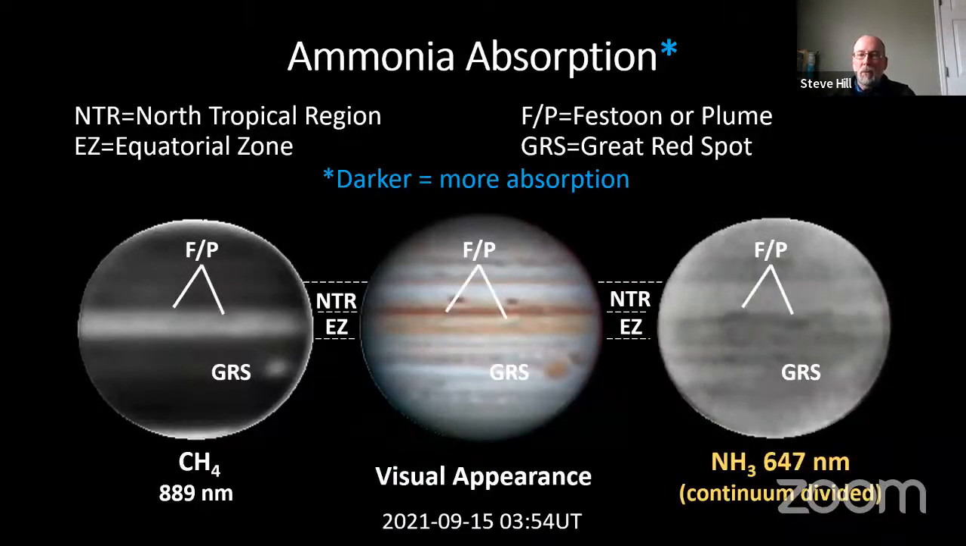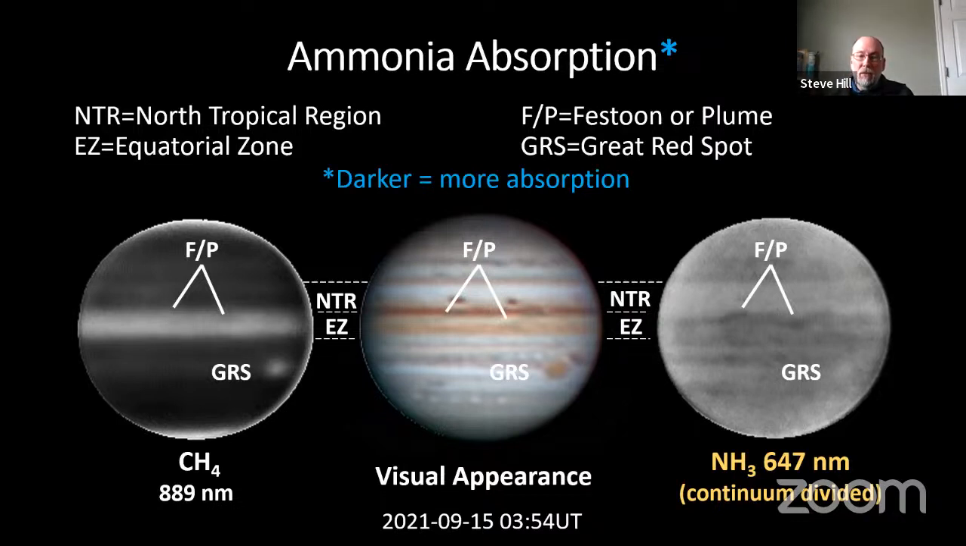So here are results from 2021 showing when we first really demonstrated we could see ammonia absorption, and we compare it to the visible and 889 methane appearance of Jupiter. The ammonia absorption is shown divided by the local continuum, so that enhances the contrast to make things more visible. In both the methane and ammonia images, darker areas represent when more of the gas is present above the cloud tops. Positive correlations between methane and ammonia absorption show the dependence on scattering length, so are likely due to changes in cloud top height.